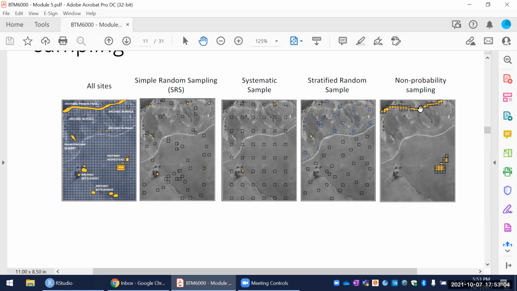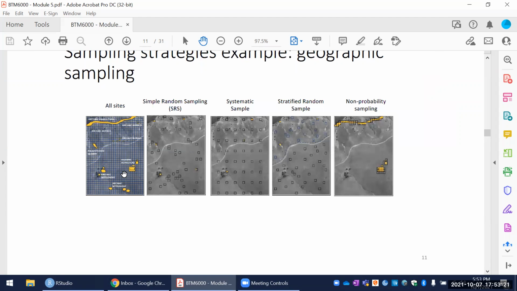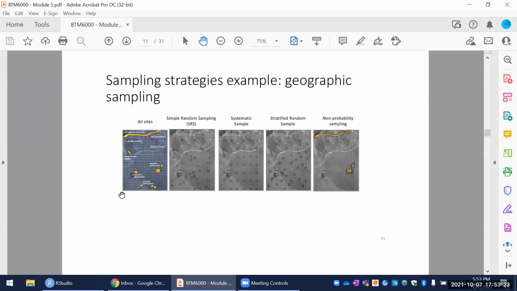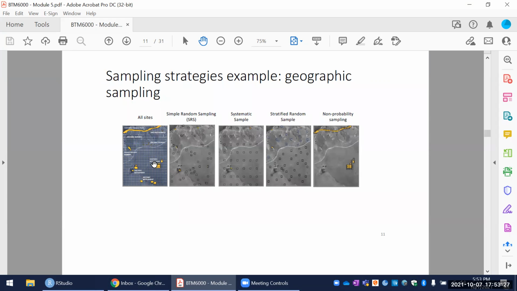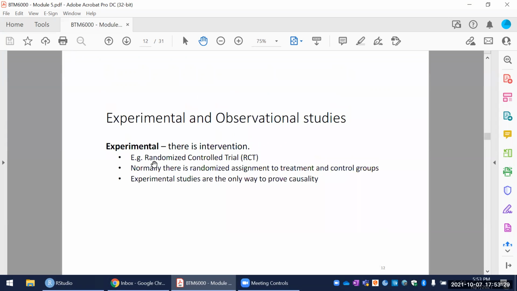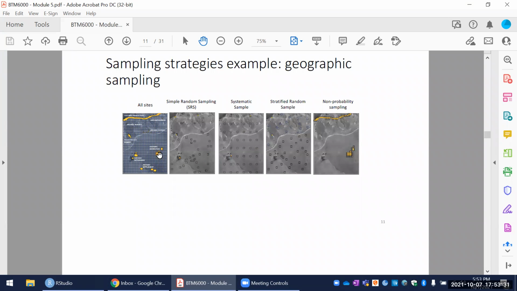If you do non-probability sampling, like here on the very right, you see clearly that there is a selection bias present, and you will likely have differences from the overall population, which would be represented by something like this on the very left. So these are the factors you need to pay attention to whenever thinking about sampling. Okay, any questions on sampling?